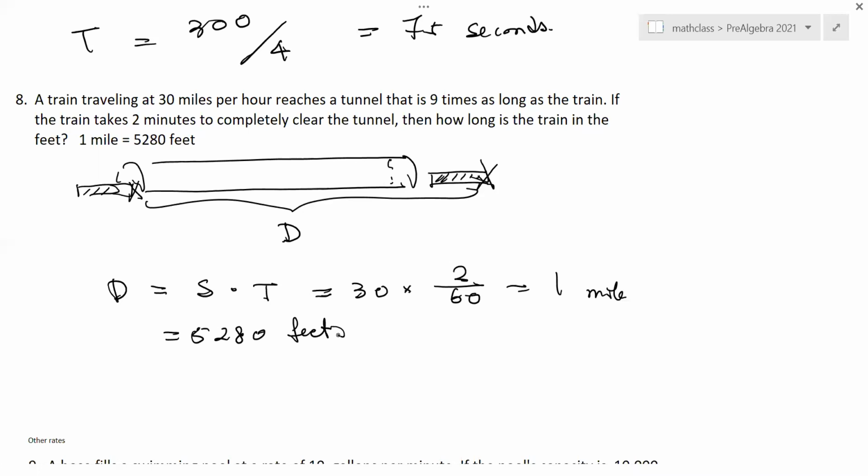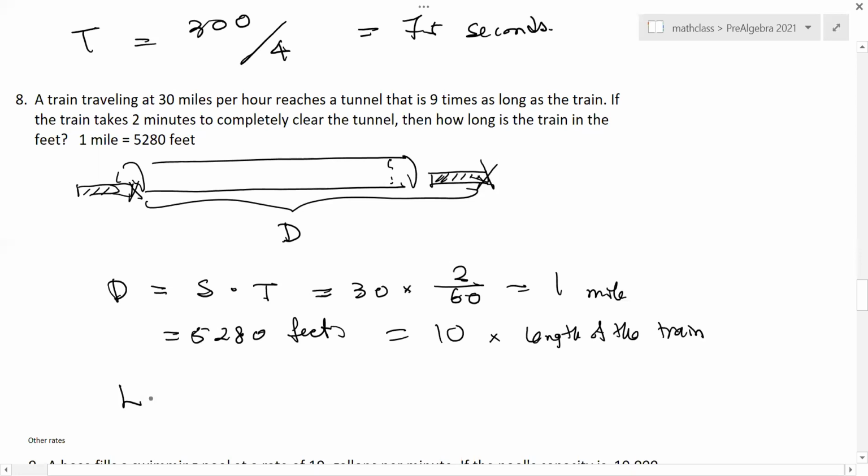Then you know that the tunnel's length is 9 times the train. So total D is going to be 10 times the length of the train. So the length of the train is going to be the total distance divided by 10. Okay, so that's it.